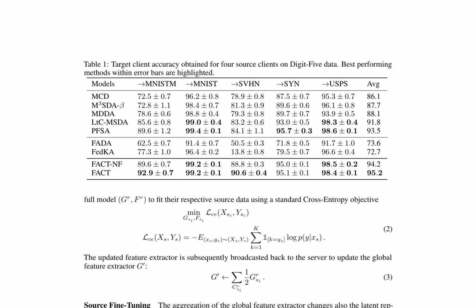Here is a combined summary of pages 5 and 6. The authors propose a novel federated domain adaptation method called Federated Adversarial Calibration Training, FACT, which leverages interdomain distance minimization to mitigate domain shifts in multi-source single-target scenarios. The method involves fine-tuning the classification heads of individual source clients and aggregating the updates to the global feature extractor, followed by interdomain distance minimization on the target client.